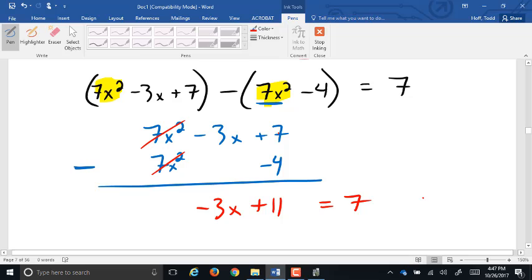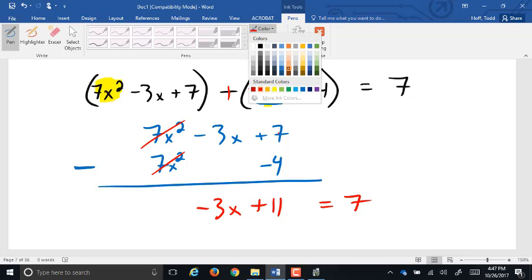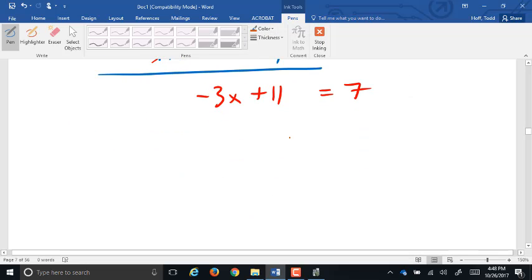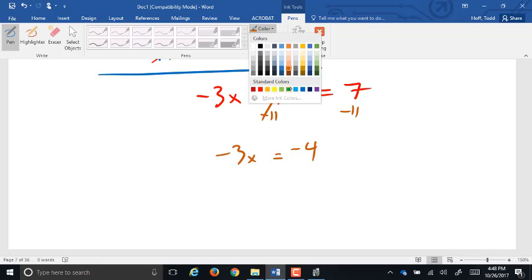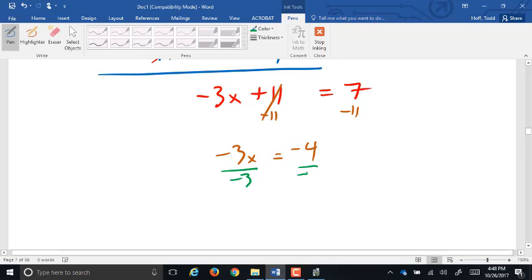So that equals 7. Now, again, some of you may have been taught you just change the sign of everything in this parentheses and then combine like terms, you'll get the same result. But the key is the x squared disappears. And now this is just a linear equation to solve. What do you have to do? Subtract 11. Negative 3x equals 7 minus 11 is negative 4. And now to solve, we're going to divide by -3. x equals, well, -4 divided by -3 is a positive. Negative divided by negative. 4/3, or 1 1/3.